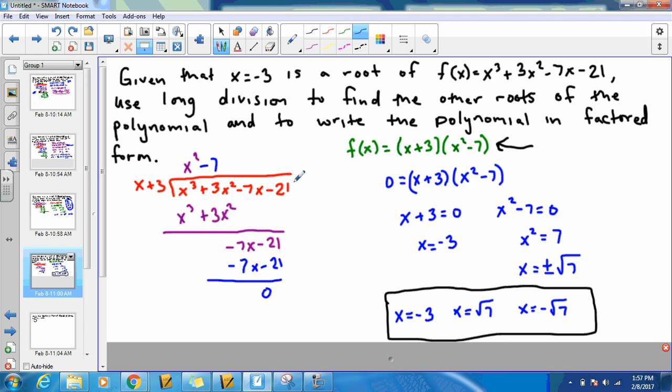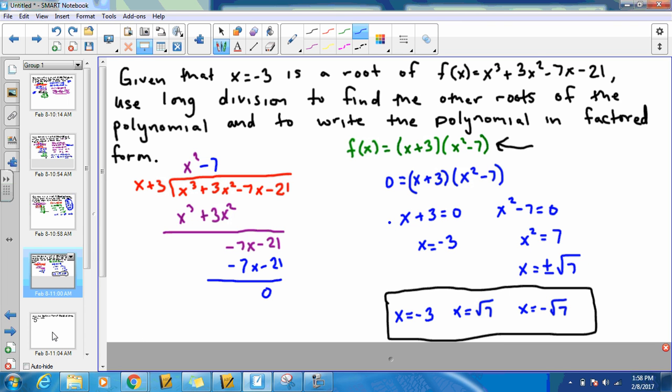So using long division, when you divide x plus 3 into our cubic polynomial expression here, you get x squared minus 7. So in factored form, you have x plus 3, that quantity, times quantity x squared minus 7. Then when you are solving for the roots, you get your original -3 back from the problem. And then you have a positive square root of 7 and a negative square root of 7. And you cannot simplify the square root of 7 because there is not a perfect square that divides evenly into 7.